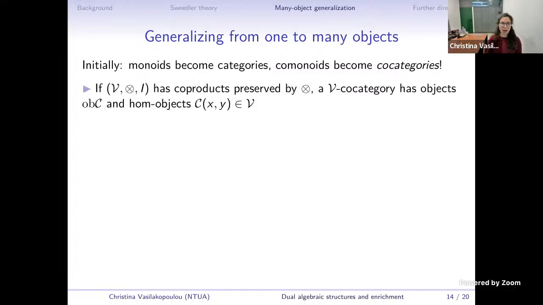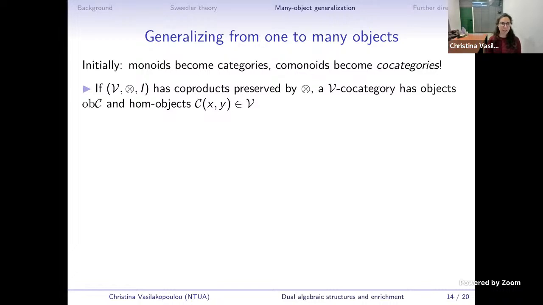Of course, as we all know, generalizing from one object to many objects is not a well-defined problem. It doesn't have a unique answer, but I will give the answer that actually allows us to generalize the whole Sweedler theory to the level of categories. So what is the concept of a co-category? We need to add a bit more extra structure on our V. We ask for coproducts to exist and be preserved by the tensor products.